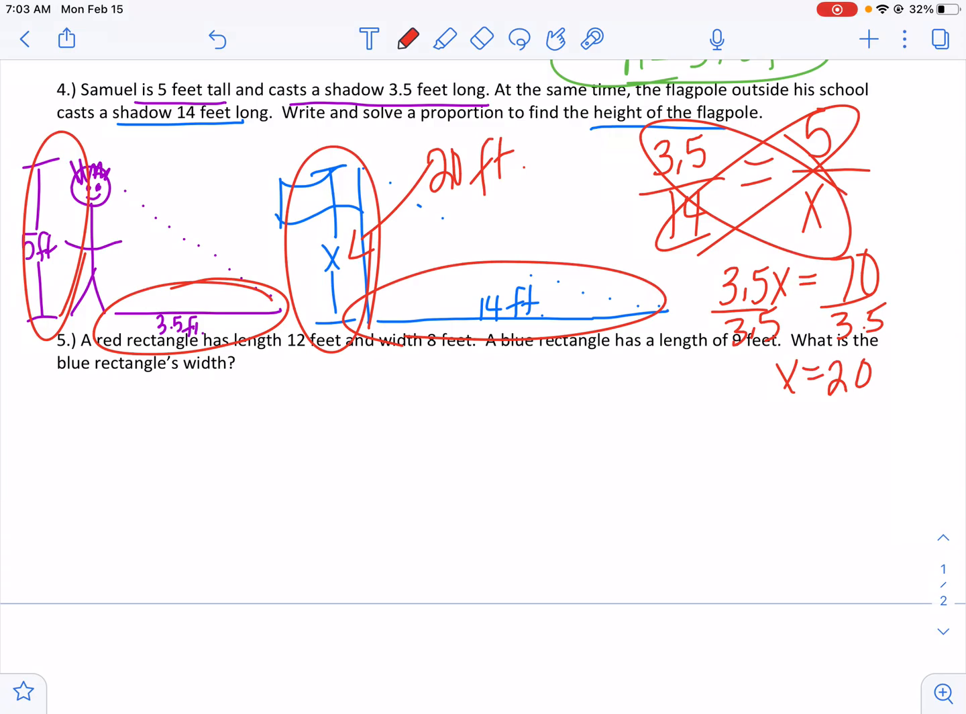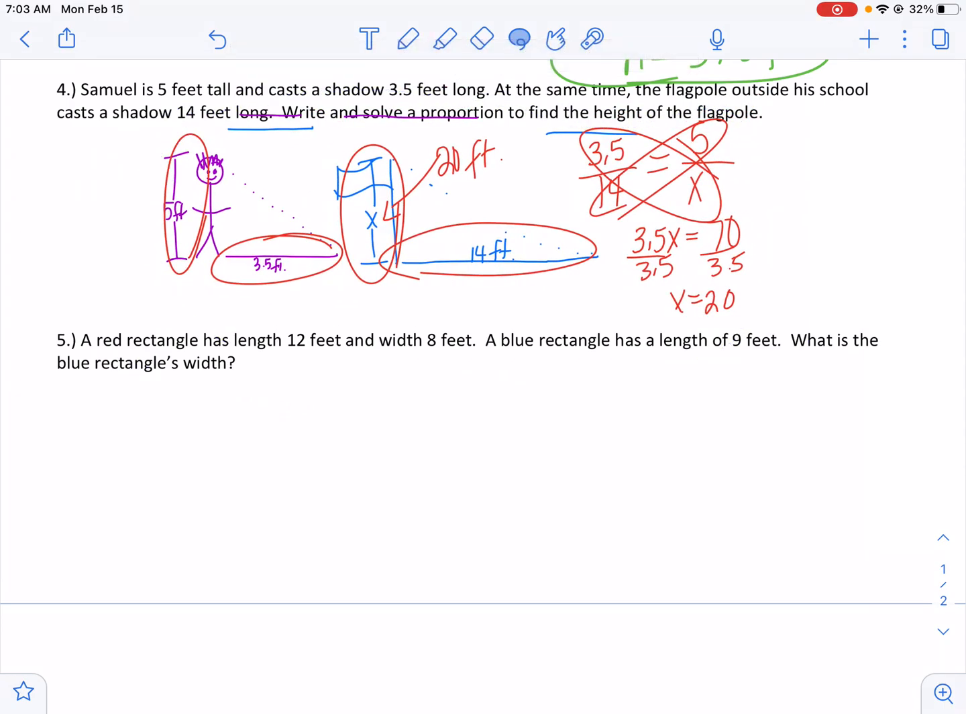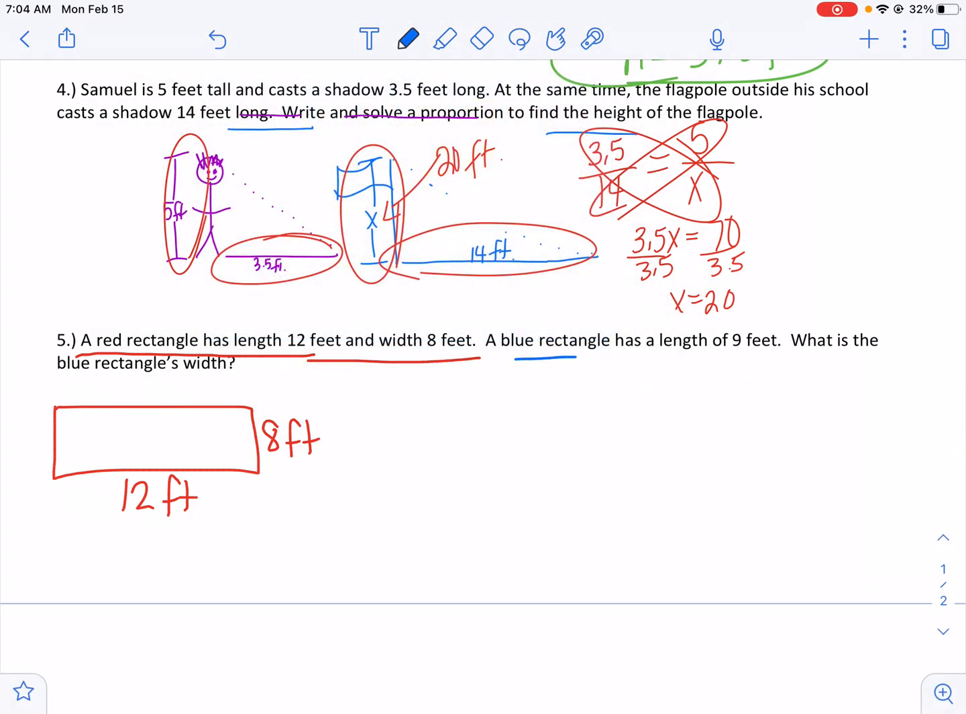And last but not least, all right, I'm going to try to lasso this all and shrink it. There we go. A red rectangle has a length of 12 feet and a width of 8 feet. Perfect, I'm already in red. I'm going to draw a rectangle. It has a length of 12 feet and a width of 8 feet. A blue rectangle has a length of 9 feet. What's the blue rectangle's width?